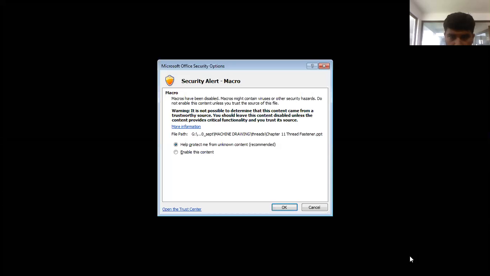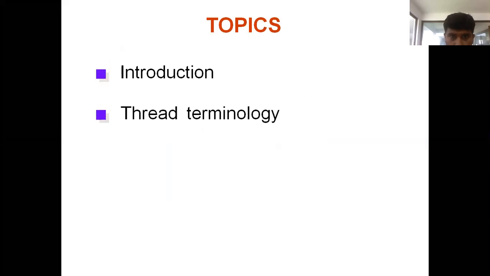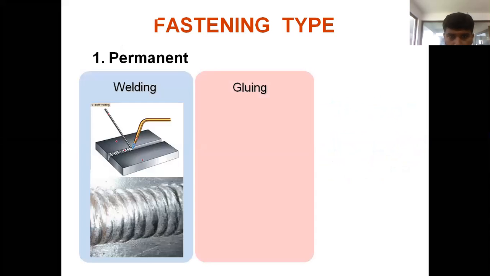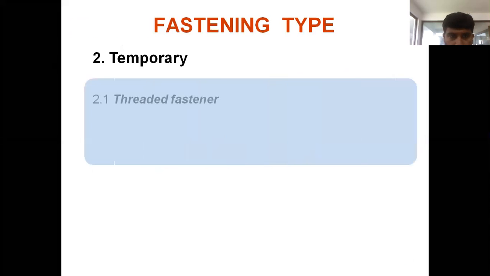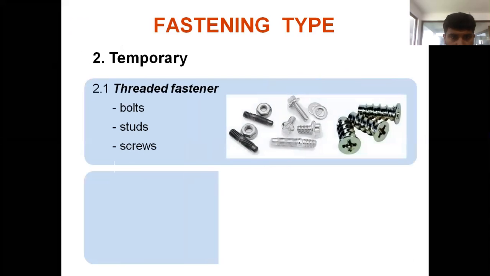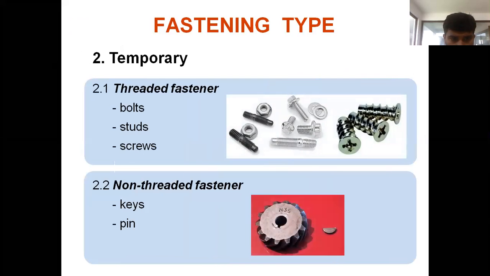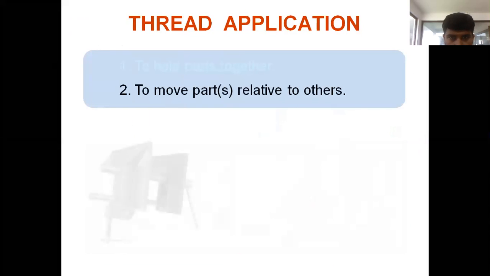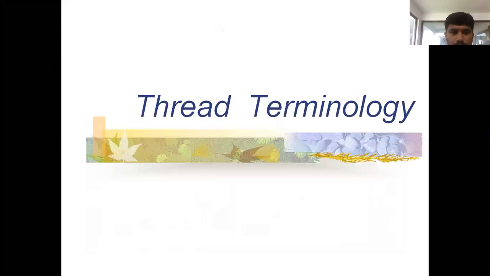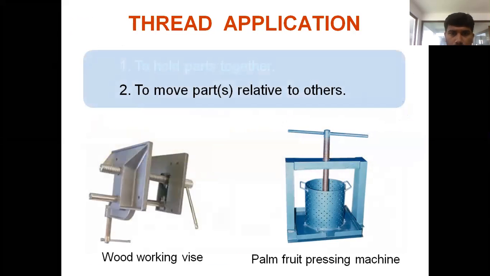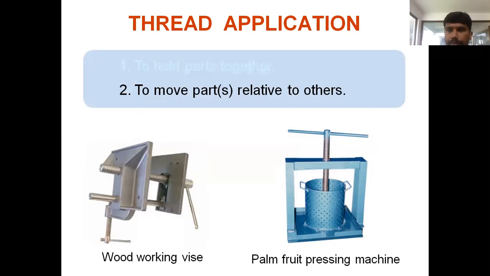In the last class, you have studied all these things. So in the introduction, we have seen what permanent fasteners are, what riveting is, and what temporary fasteners are. In the temporary ones, we have bolts, studs, and screws. What are the applications? Applications are to hold the parts and to move the parts relative to the other.